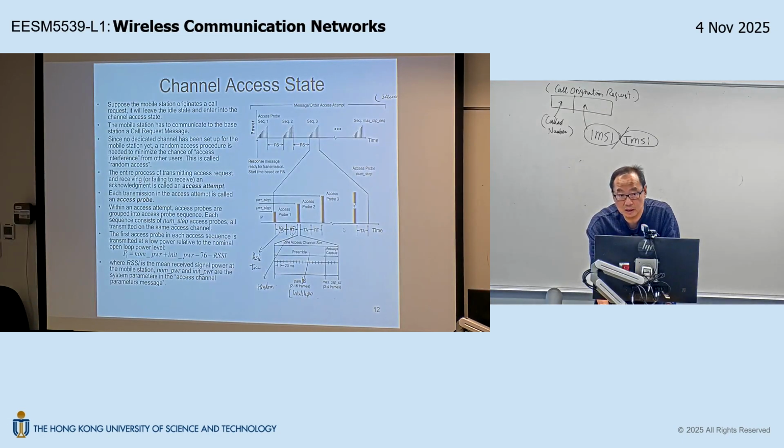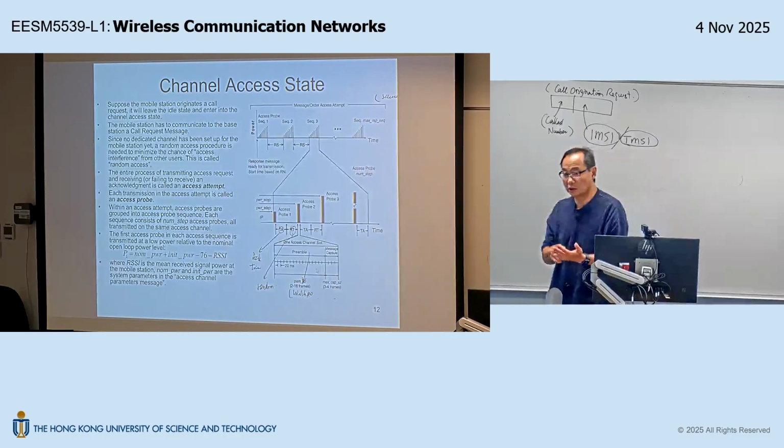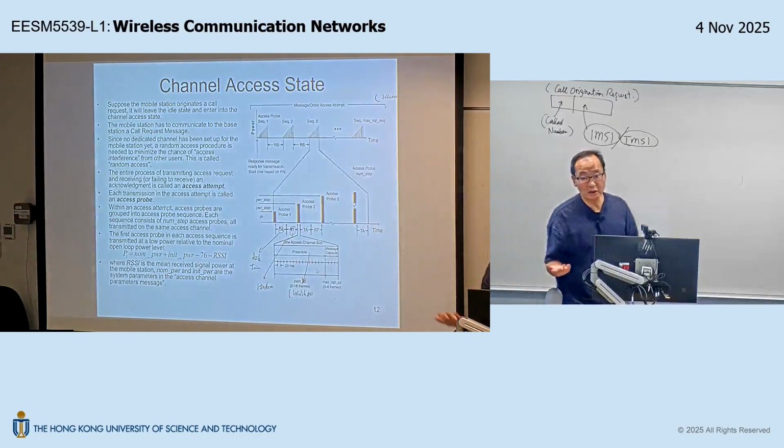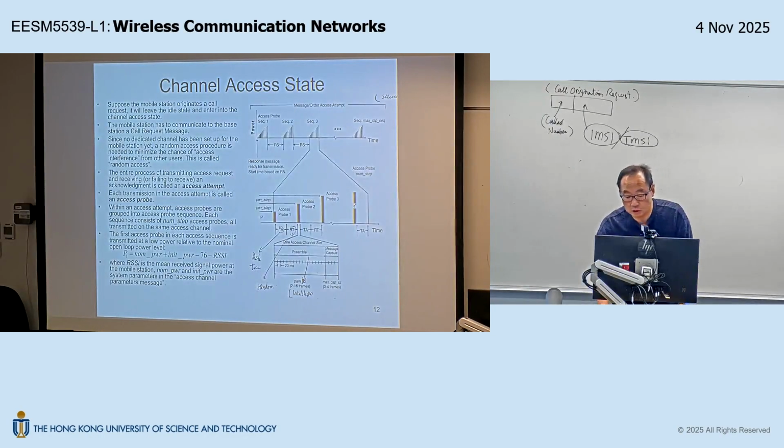But a few hundred milliseconds is fine in the context of call setup, right? Because when you press the send button, you won't mind waiting for a few seconds for the call to set up. So this is a good trade-off. You would rather trade off the access delay for minimizing the unnecessary transmission on the uplink. Okay, so that's the reason for random access.